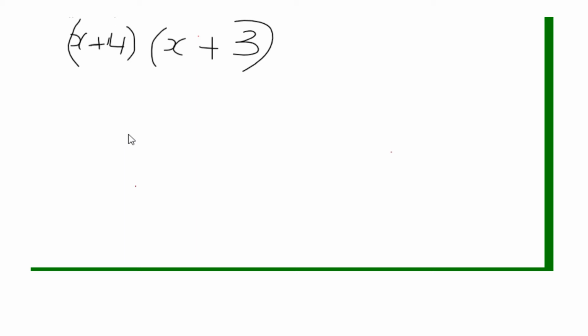Okay, here's our next video with the next question. The first one says, we're going to expand and simplify. To expand and simplify, what we do is multiply the x times everything in this bracket times everything in this bracket. So x times x and x times 3, and 4 times x and 4 times 3. To do this, I normally write it out like this.